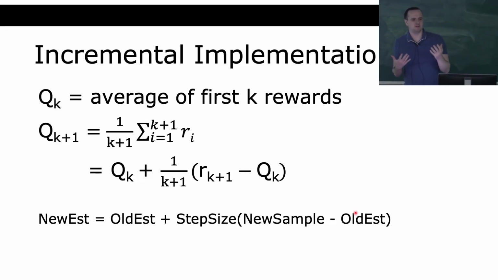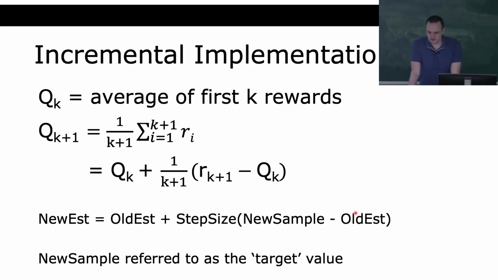That makes sense, right? If, let's say, our old value was 0 and our new value was 100, then our new estimate should probably be between 0 and 100, right? You wouldn't want it to go into the negatives for some random reason. And this new sample, in reinforcement learning and statistics, is called the target value. So the target, because that's the target that we're trying to move closer toward with our new estimate.